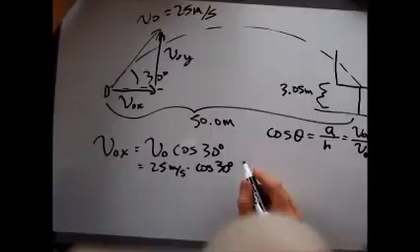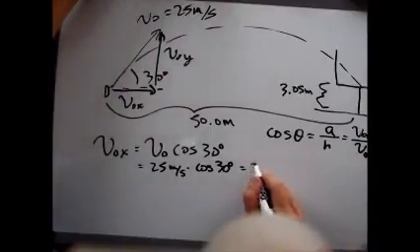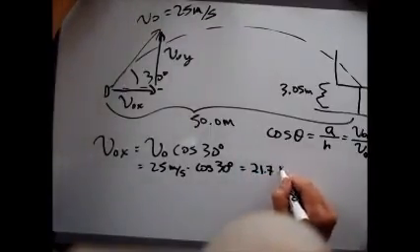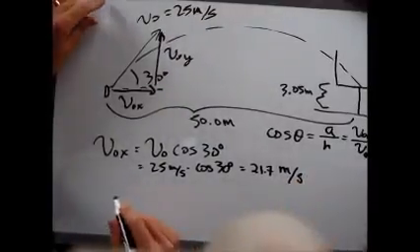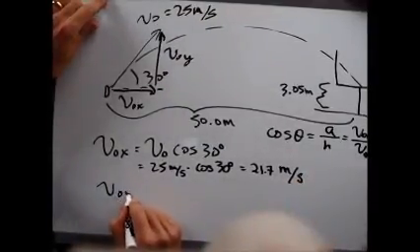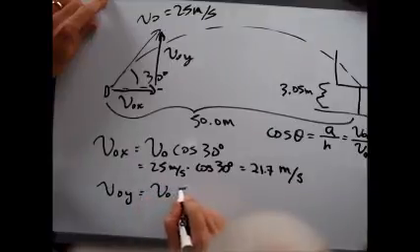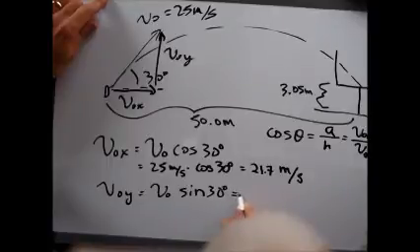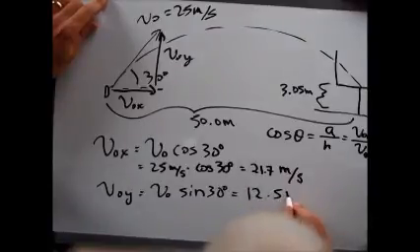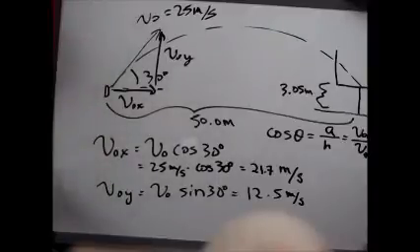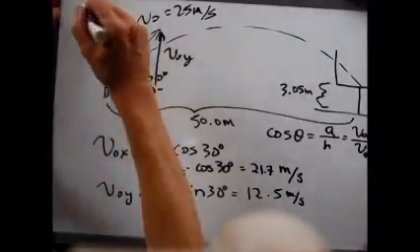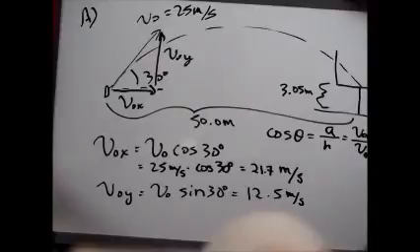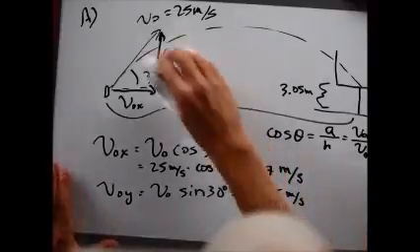If we calculate that, we get 21.7 meters per second. Similarly, V0y is equal to V0 sine of 30 degrees. The sine of 30 degrees is an easy one. It's a half, and so 25 meters per second times a half is 12.5 meters per second. That was part A. Okay, let's do part B.